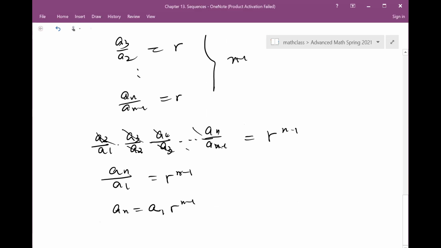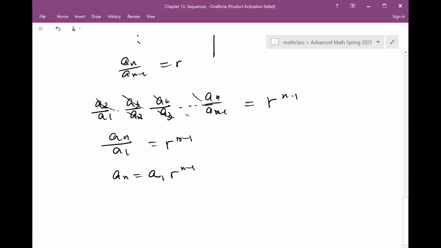Okay, so the general formula is going to be A1 times R to the N minus 1. So the nth term of a geometric sequence is given by the first term times R to the N minus 1.